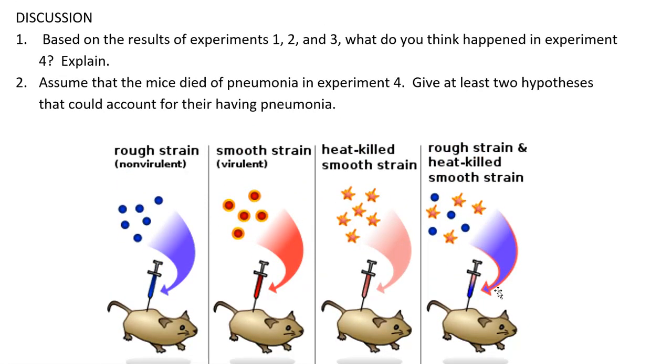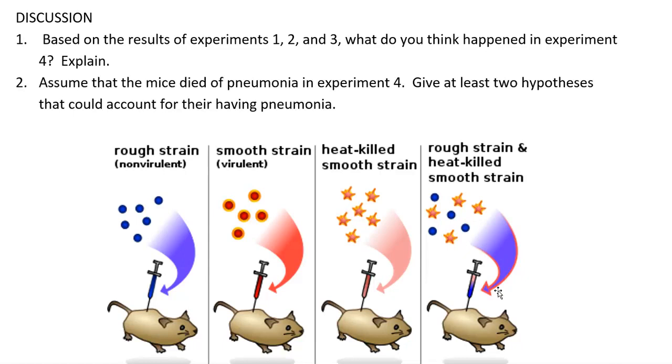Now, I'm going to tell you a few from students I got in the past, and let's see if you guys came up with some. So the first one, you could have maybe thought that the heat-killed smooth strain wasn't heated to hot enough temperatures, so some of the strain was actually still alive. Or maybe we thought some sort of mutation was going on. The rough strain mutated into the smooth strain and killed the mouse. That could have been a possibility.